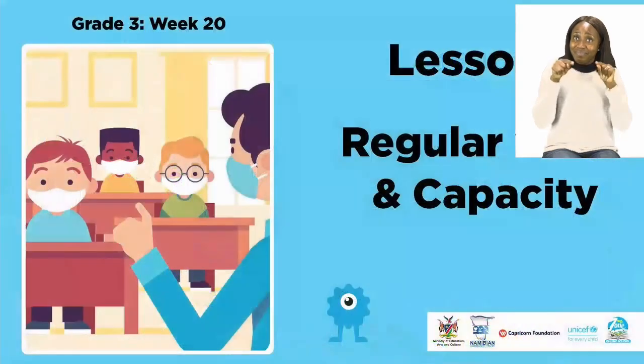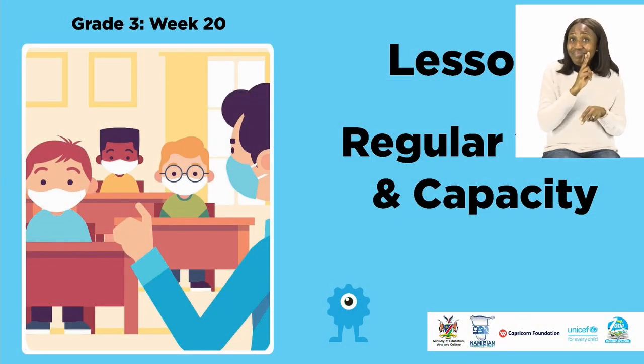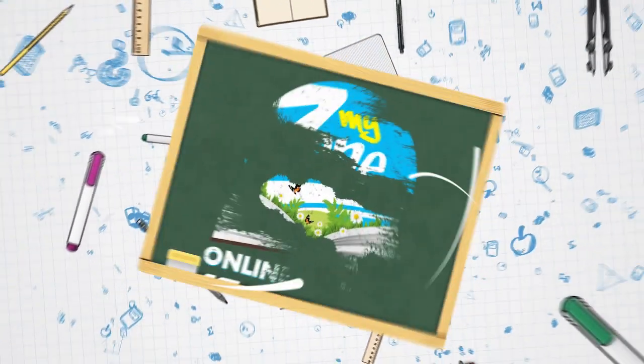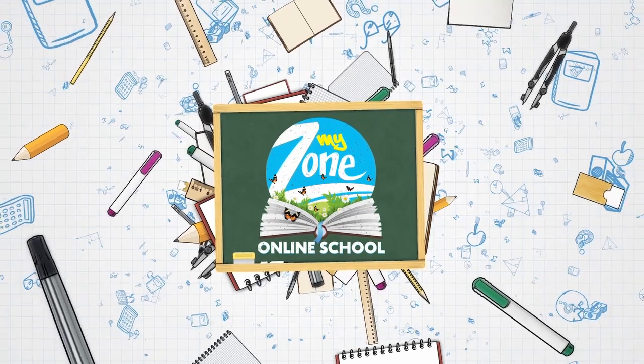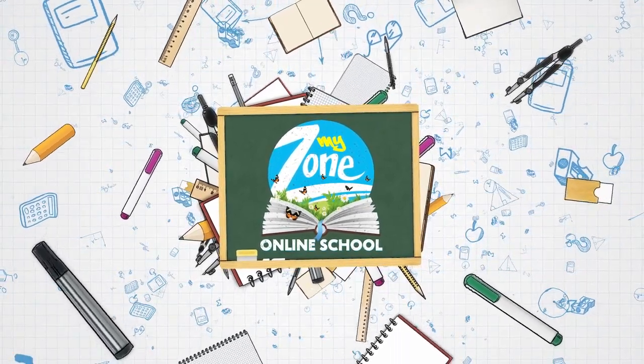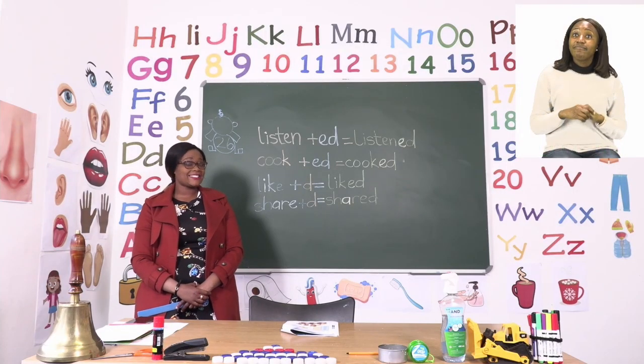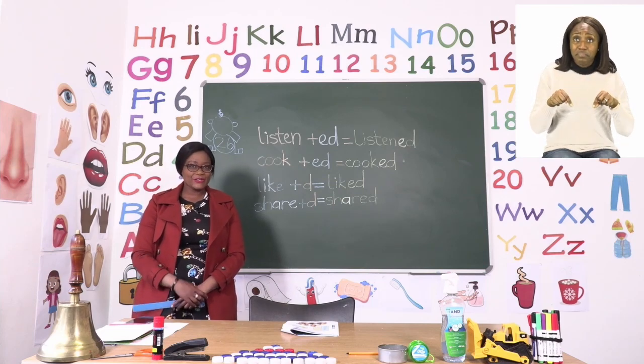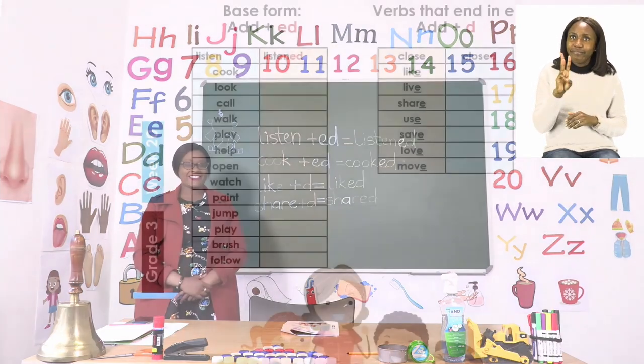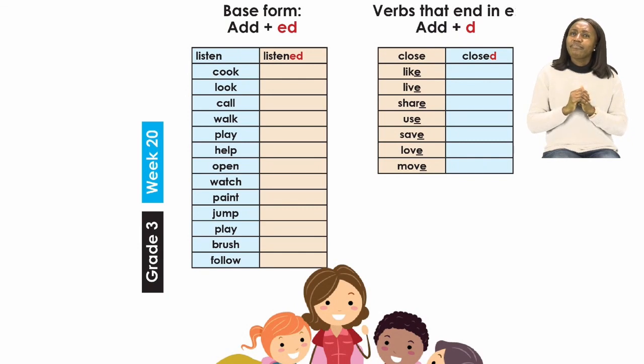For today's lesson, we will be talking about regular verbs and capacity. For our first exercise today, boys and girls, let's all turn to page 26. On page 26, we are going to be doing regular verbs. Now, this is when we turn a verb into a simple past tense verb.